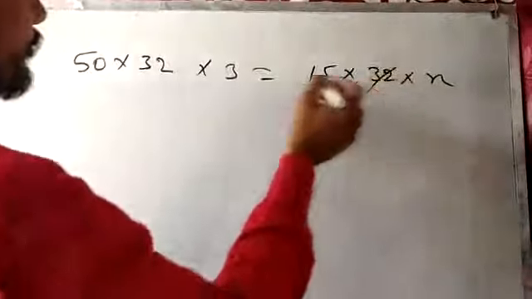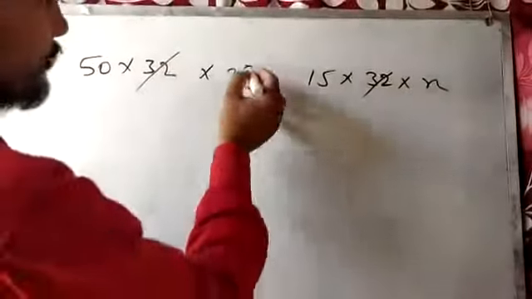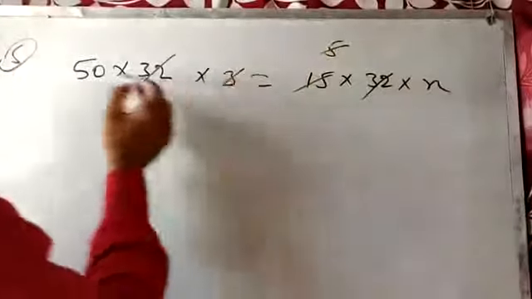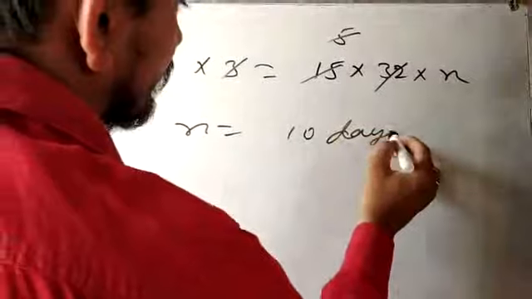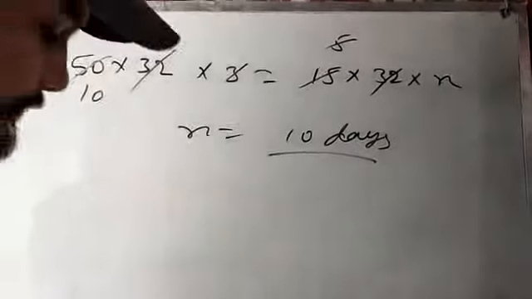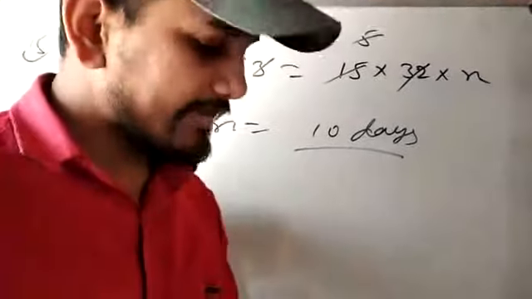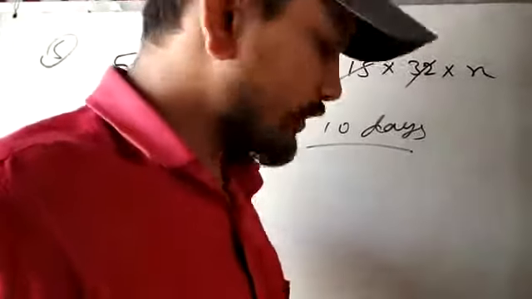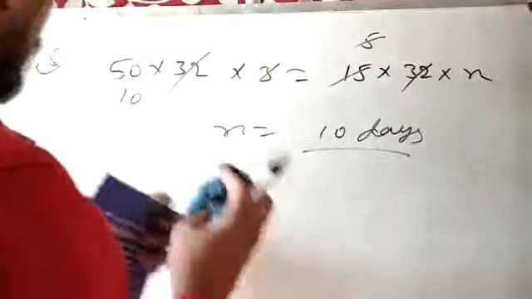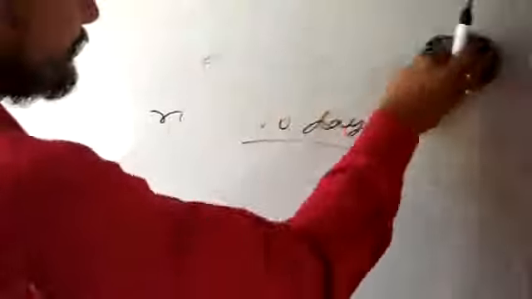Cut 32. 3 5s are 15 and 5 10s are 50. So it will take 10 days. Here 6 and 7 are very easy. Okay, you have to try and you can solve it. Question number 8. All the questions are very easy. If you try, you will solve by yourself only. Clear?